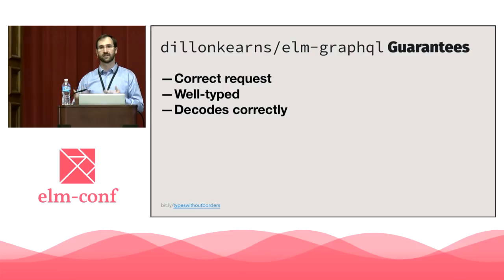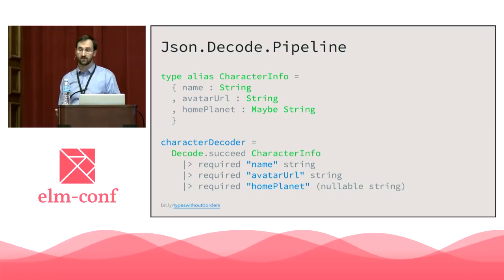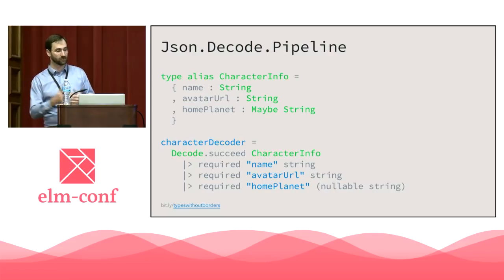You auto-generate this code using the elm-graphql command line interface. If you're familiar with the JSON decode pipeline, it looks a lot like that. And if you're not familiar with JSON decode pipeline, it's just a light wrapper around the standard Elm JSON decode library. So here we've got a record type alias, CharacterInfo. And that gives us this record constructor for CharacterInfo.